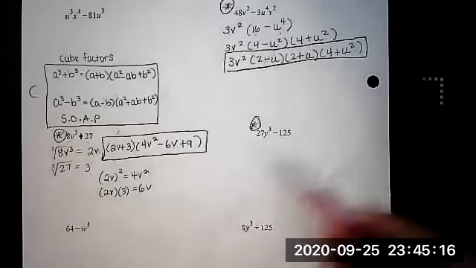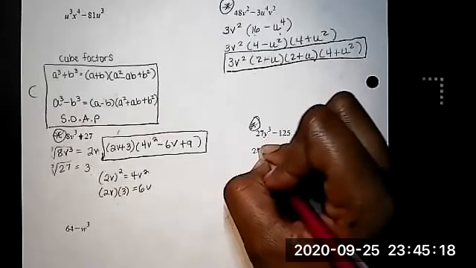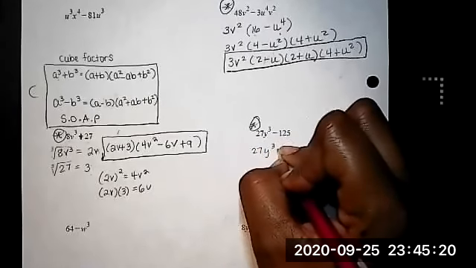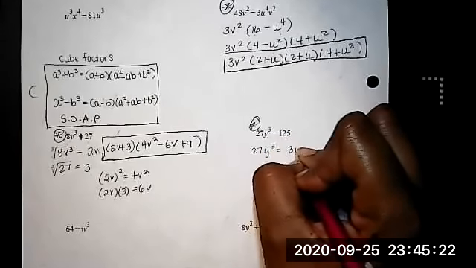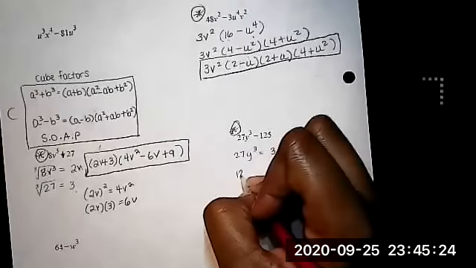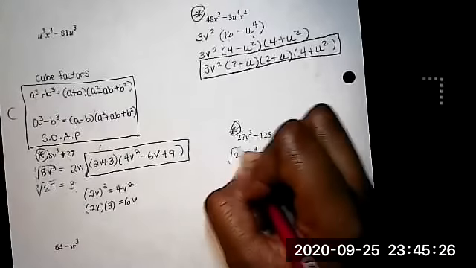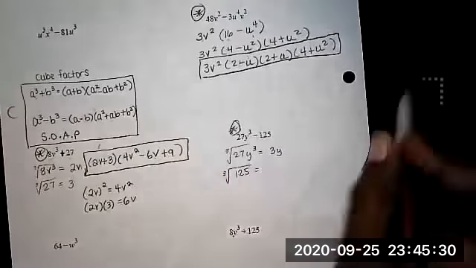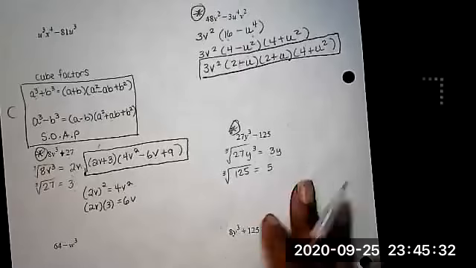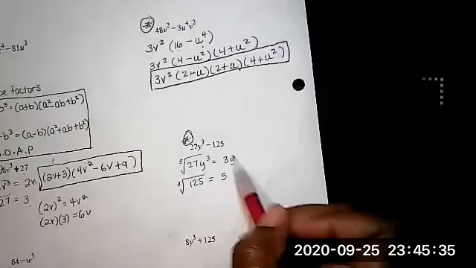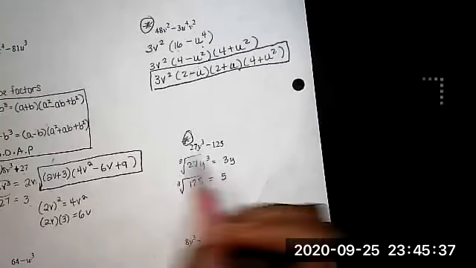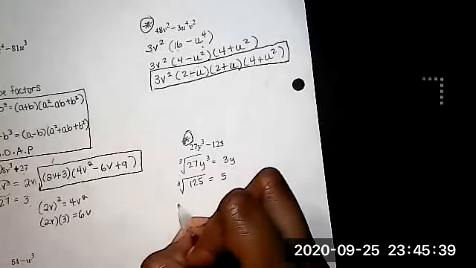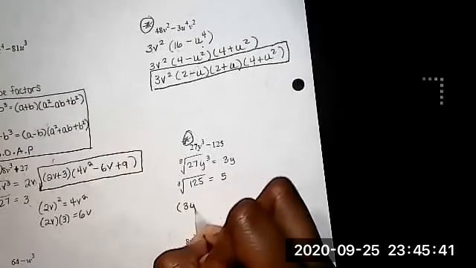So 27, we know the cube root is 3. So 27y cubed is going to be 3y. And 125, the cube root, and remember, we're looking for the cube root so that we can find our a and b in this part of our problem. The cube root is 5. So our a is 3y, and our b is 5. So we're just going to place it in here. So for a minus b, we said it was 3y minus 5.